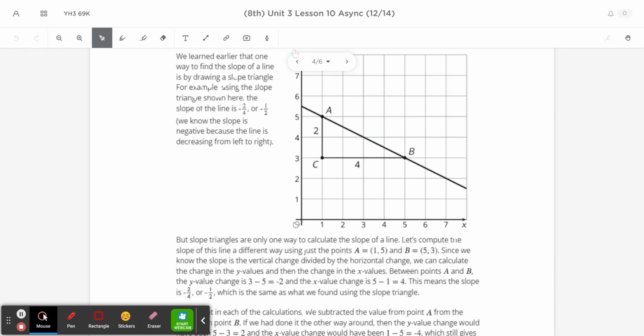Here's how that works. If I know that A has a coordinate of 1, 5 and B has a coordinate of 5, 3, I can simply subtract. The y value change is 3 minus 5 is negative 2, and the x value change is 5 minus 1 is 4, which gives us a slope of negative 2 over 4. And that strategy will always work.